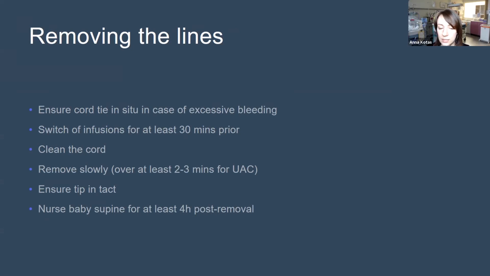The cord should be cleaned before removing the lines, and they should be removed slowly. Again, especially important if it's a UAC, do it over 2 to 3 minutes to allow time for the muscles within the artery to constrict and for there to be clot formation as the line gets removed. Then look at the tip, make sure it's intact, and then afterwards the baby needs to be nursed supine again for a further few hours, just to make sure that there is no bleeding.